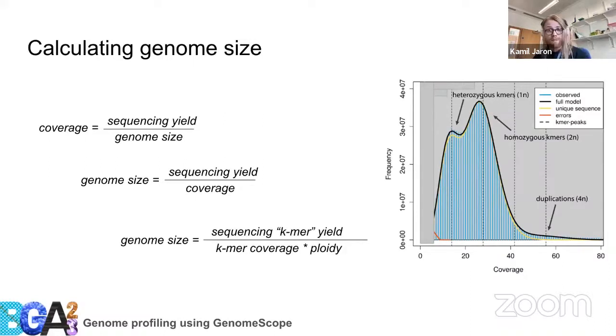And you can apply exactly the same logic on k-mers. So you need the sequencing k-mer yield divided by k-mer coverage. And this genome size is completely ignoring the concept of ploidy. It's actually wrong. You need to multiply the denominator also by the ploidy, and this will give you the haploid genome size. I should have written haploid genome size. Here it's intentionally unspecified. Here it's very clear.